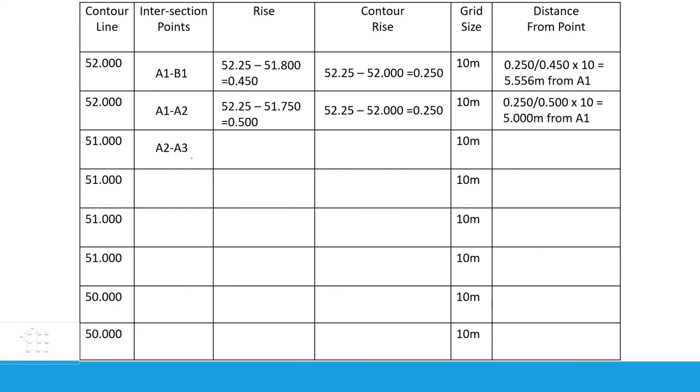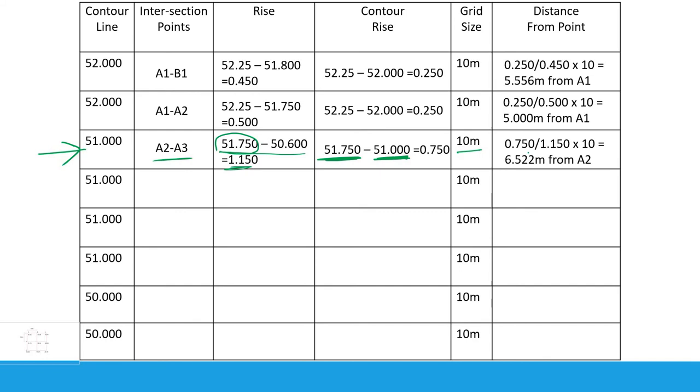So now between A2 and A3, the difference between A2 and A3 from the grid, 51.75 minus 50.6, this is the difference. This is the rise. The contour rise, which is the higher node, which is this one is higher, 51.75 minus the contour line that we would like to draw, which is 51 in this case. The grid size is 10. This is the distance from A2, from the higher node. A2 is higher than A3, so from the higher node, contour rise divided by rise times 10, grid size. Okay, and so on.